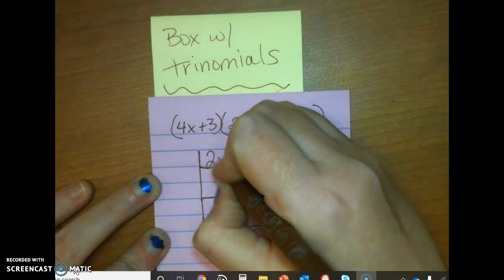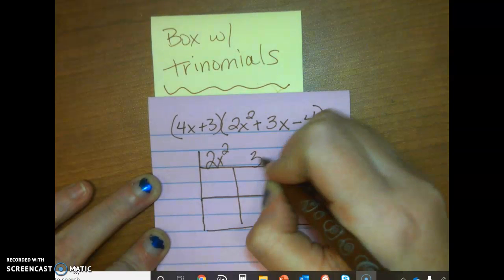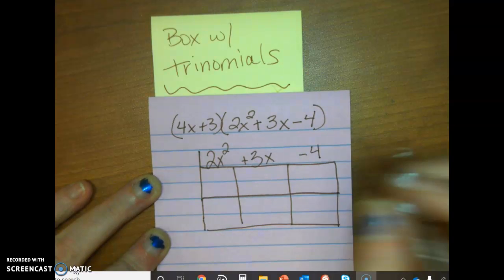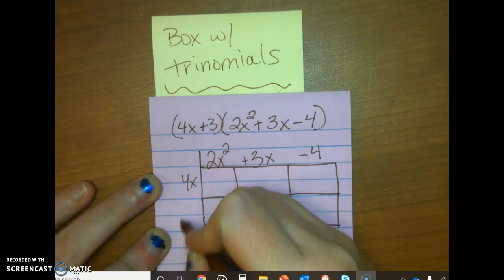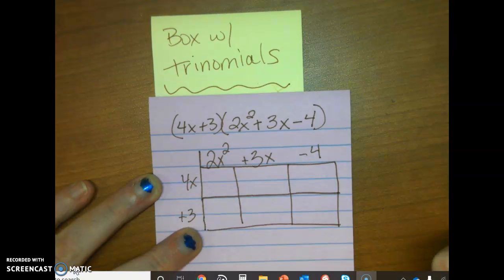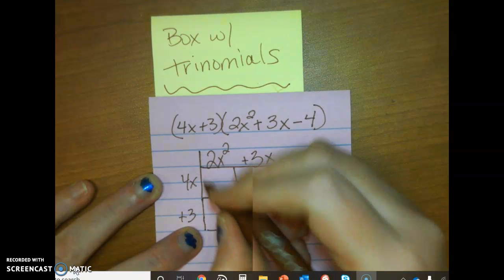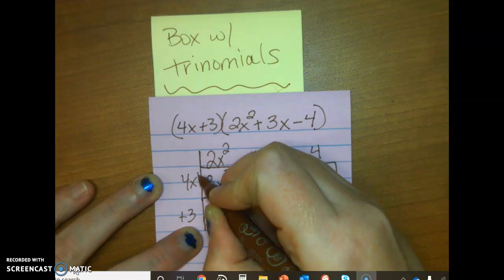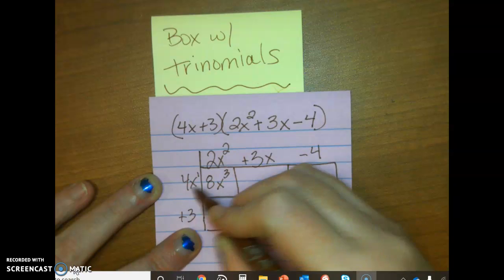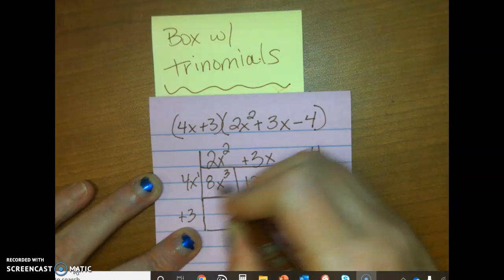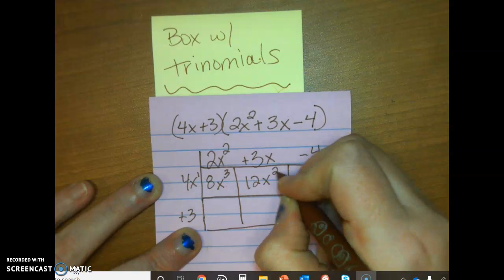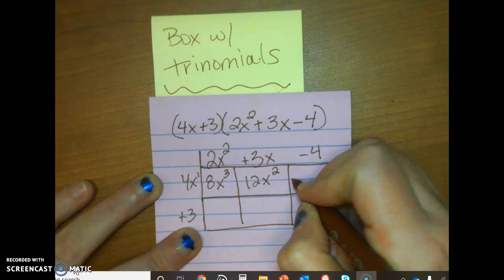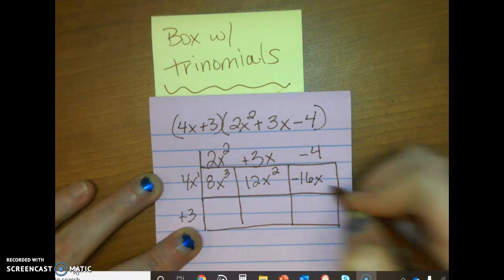Okay, so I have 2x squared plus 3x minus 4. Then I have 4x plus 3. So 4 times 2 is 8x, and this is cubed because 1 plus 2 is 3. 4 times 3 is 12x squared. 4 times negative 4 is negative 16x.